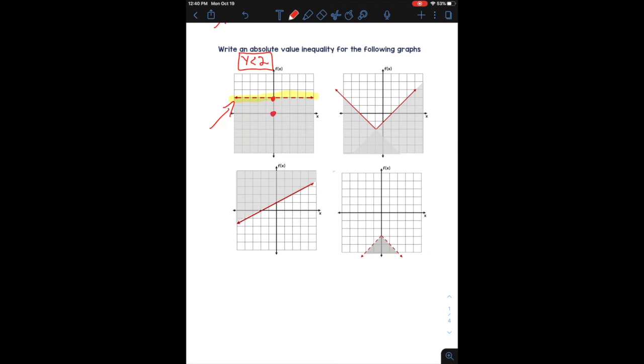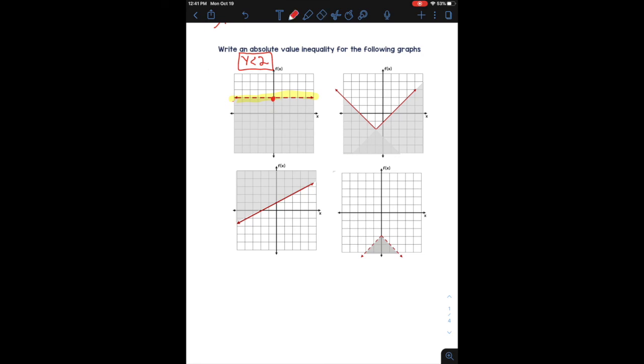For example, (0, 0) is a solution because it's in the shaded area. If I plug in 0 for y, we would get 0 is less than 2. That would be a true statement, meaning that that ordered pair is in fact a solution. If we plugged in any ordered pair above the line that's not in the shaded region, it should not be a solution, therefore it would come out with a false statement.